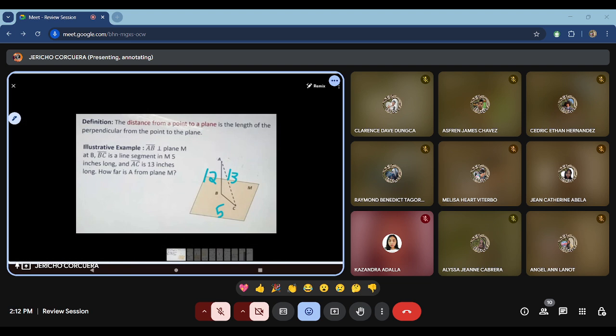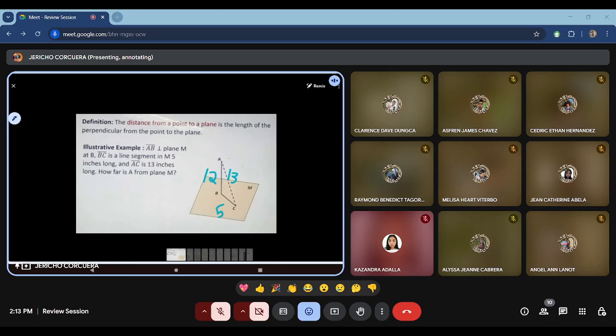So we are actually looking for the value of AB. So we are going to subtract 25 from 169. So we will get 144. And we find the square root of 144, it's 12. So that's why the answer is 12. So yeah, that is the point to a plane.